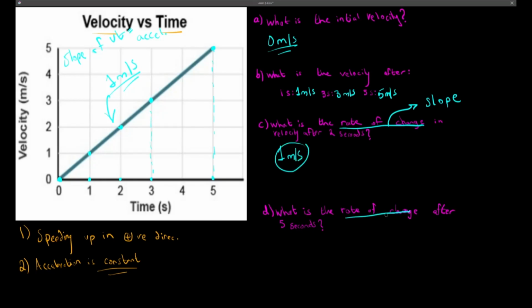What is this rate of change after 5 seconds? The rate of change here didn't change. It didn't curve up, it didn't curve down, it didn't become horizontal. So we can still say it's at 1 meter per second. So when it talks about rate of change, we should calculate the slope.